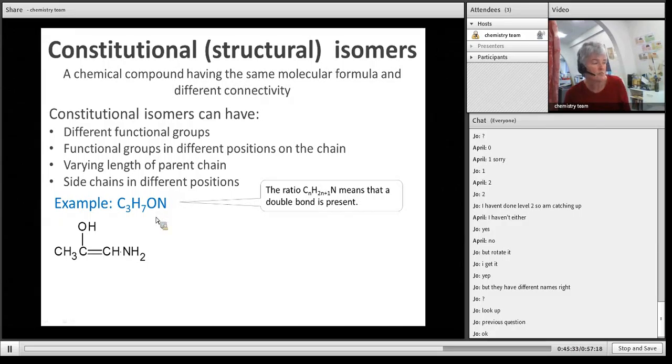So here's one isomer I can draw: 1, 2, 3 carbons. You count, I've got 7 hydrogens, 1 oxygen and a nitrogen. I could draw that as well. So this is an enol, an alkenol. I've got a double bond and a hydroxy group. What sort of functional group is over here? Does anybody remember from last week? No, a ketone. So this is an amine and a ketone, so if you like, it's an amino ketone. Here, do you remember what this functional group is?